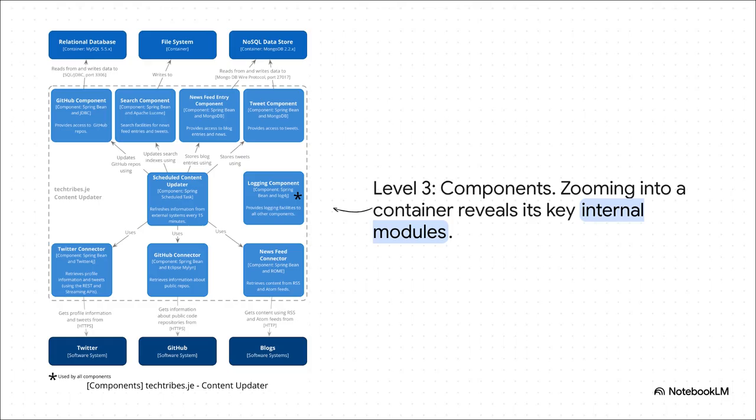Zooming in one more time, we hit level 3, the component diagram. Here, we're focusing on just one of those containers from the previous level. This view breaks it open and shows its key internal parts, its modules, and how they relate. This is the level where the developers who are actually building this service are going to live.